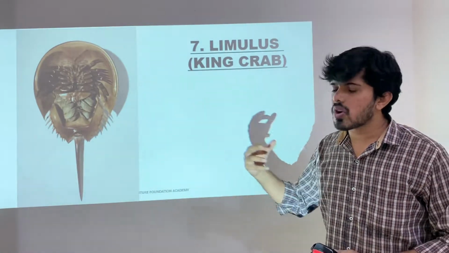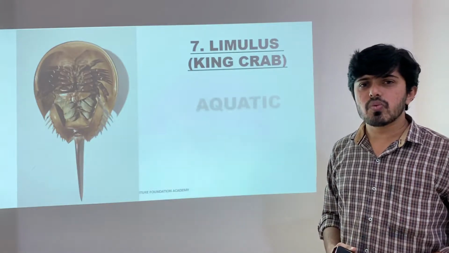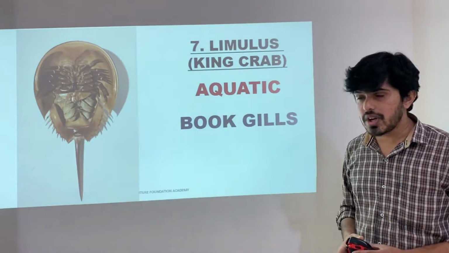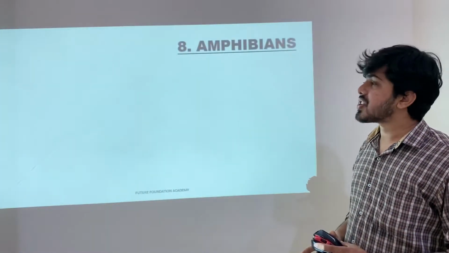They are neither gills nor lungs. They are intermediate between them. Hence a word is used, book gills. They are lung-like structures, but the word book gills is used. In the next slide we are going to study amphibians.